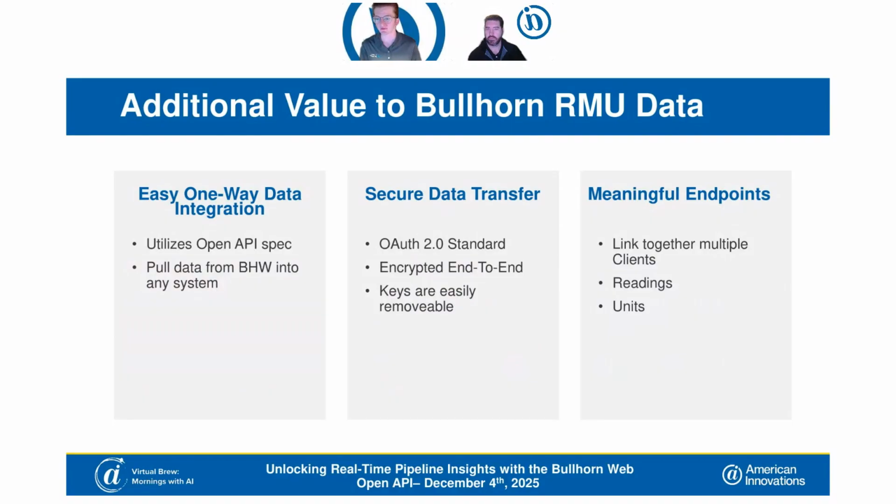We wanted to make sure that the data that you want out of Bullhorn Web can go into any system easily and securely. And we have now been able to provide that to you with, as you see on that end, meaningful endpoints. Endpoints are basically what is the data. So you have readings, what are the units. This can allow you to link multiple accounts together, and it's a very secure and easy way to integrate data one way. So when I say one way, that means we go from Bullhorn Web to the other system. It's a one-way transfer of data.